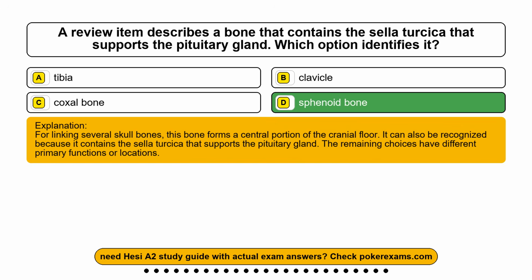For linking several skull bones, this bone forms a central portion of the cranial floor. It can also be recognized because it contains the sella turcica that supports the pituitary gland. The remaining choices have different primary functions or locations.